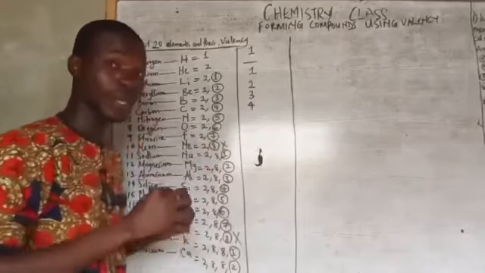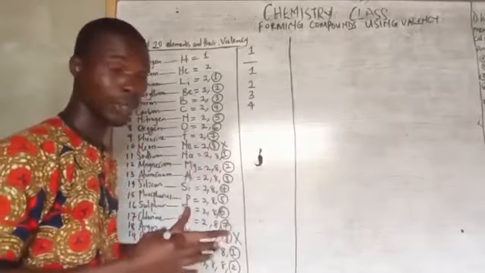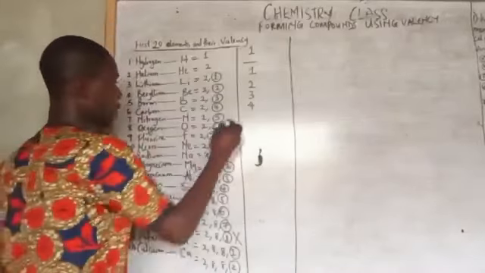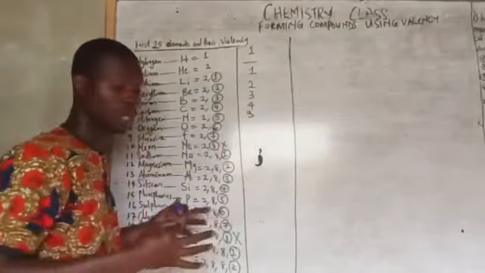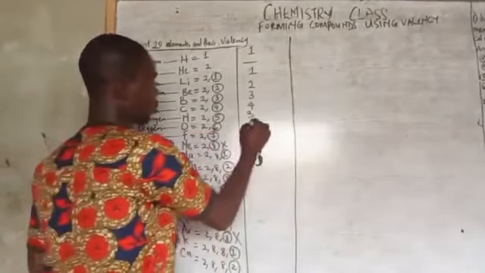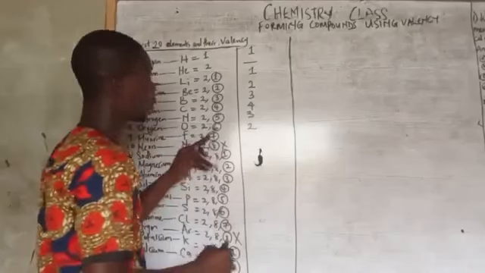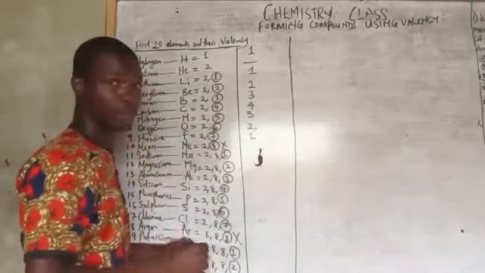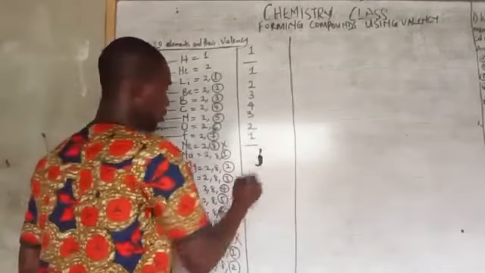Nitrogen falls in case 2, as we already said in the previous class. So we want to say 8 minus 5, and that is 3. The valency of nitrogen is 3. For oxygen, 8 minus 6, 2. The valency is 2. Fluorine is 1. This is neon. It does not have valency.